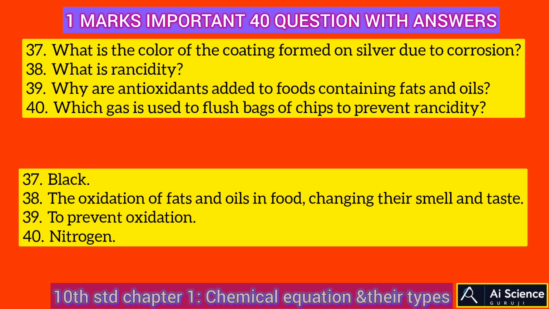38. Why are antioxidants added to foods containing fats and oils? Answer: to prevent oxidation. 39. Which gas is used to flush bags of chips to prevent rancidity? Answer: nitrogen.